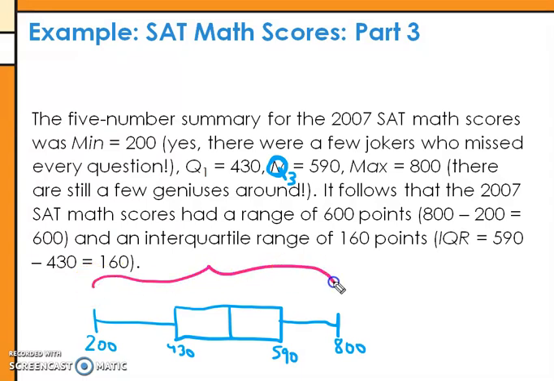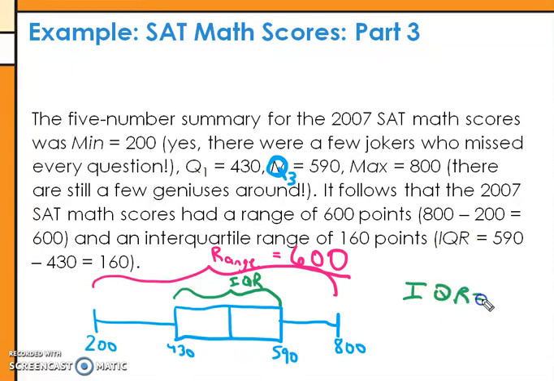Well, from here to here, the highest to the lowest score, it looks to be between 800 and 200, so our range is 600, 800 minus 200. So how far is it from one point to the other? And then our interquartile range is from here to here. Where's my middle 50% of values? So 590 minus 430, it looks like our interquartile range is 160. So it's just how far is it from the 25th to the 75th percentile, whereas the middle half of scores fall between a range of 160.